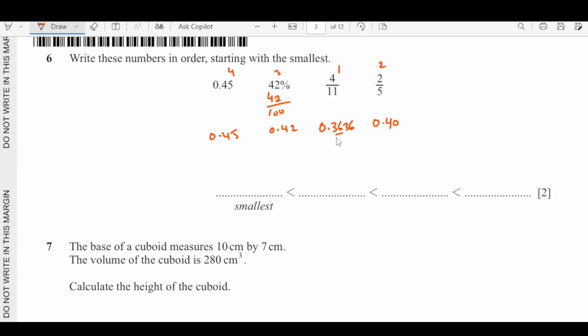So remember guys, your answer should be in the original form. So you need to write down these numbers, not the ones that you have calculated. So we are going to have here 4 over 11, then we have 2 over 5, then we have 42%, and finally we have here 0.45, right?